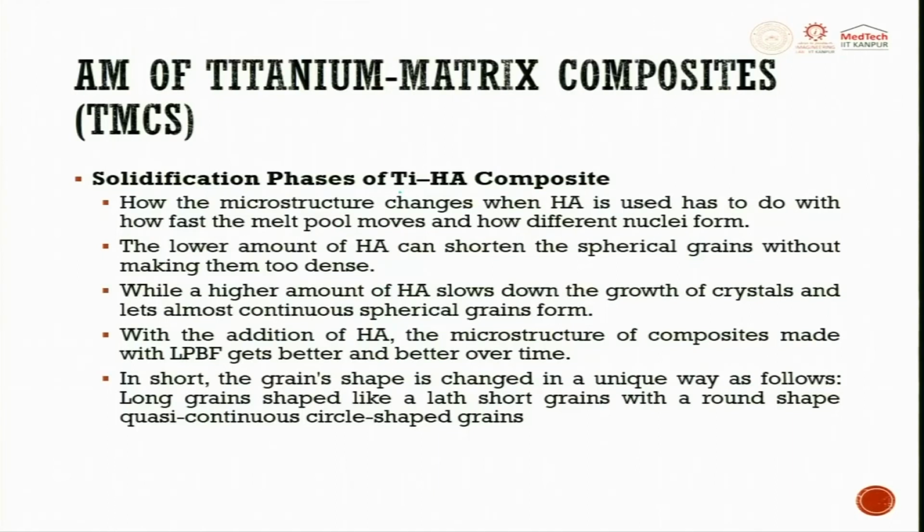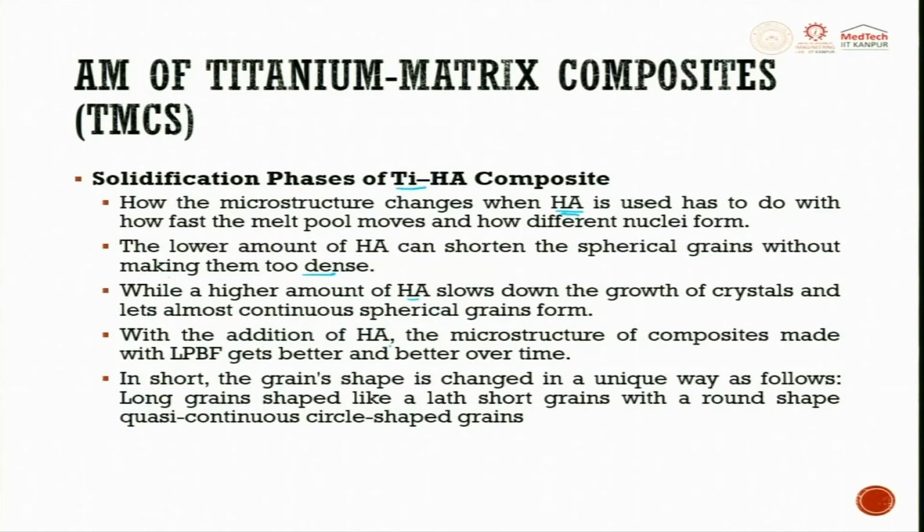How the microstructure of the Ti hydroxyapatite composite changes when hydroxyapatite is used has to do with how fast the melting pool moves and how different nuclei form. So, all these things are very important to make a very good titanium reinforced with hydroxyapatite. The lower amount of hydroxyapatite can shorten the spherical grain without making them too dense, while a higher amount of hydroxyapatite slows down the growth of crystal and lets almost continuous spherical grain form.